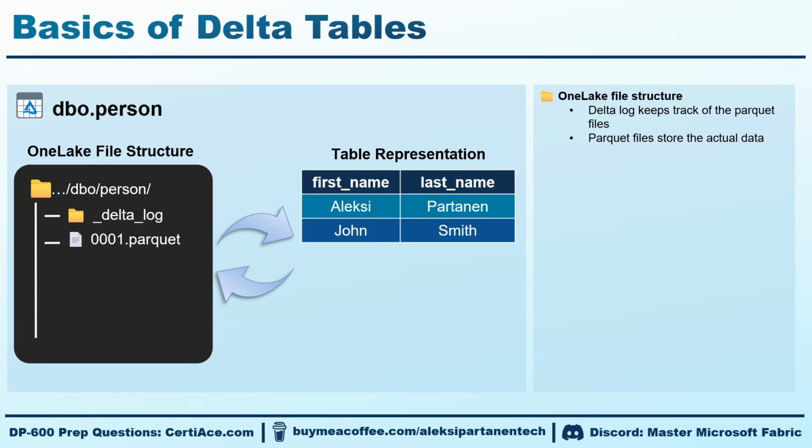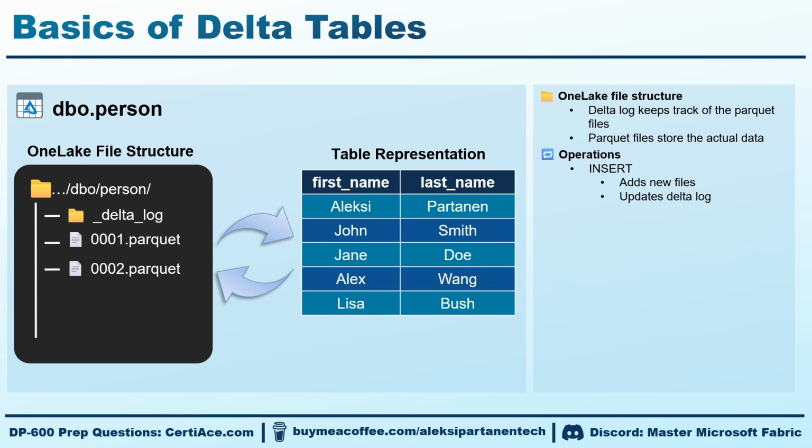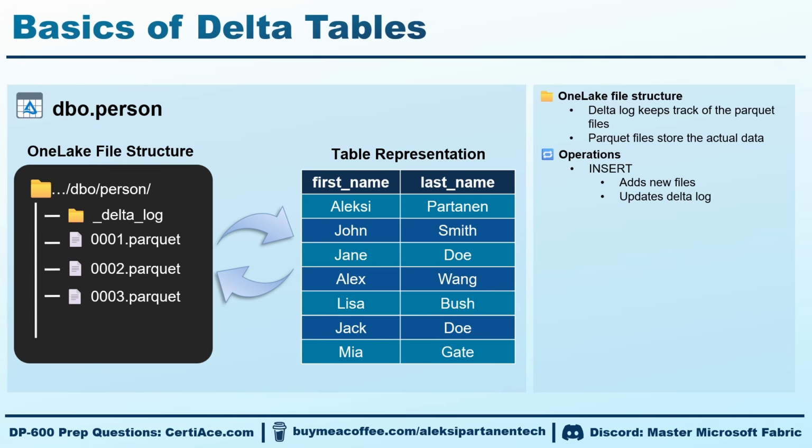Then we can use Delta table in a very similar way we use traditional database tables, but what happens under the hood is a lot different. For example, when we insert some new data to the Delta table, the logic will actually write new Parquet files to our Delta table folder and also update the Delta log about those new files. And then when we keep doing more and more inserts to our Delta table, more and more files will appear.